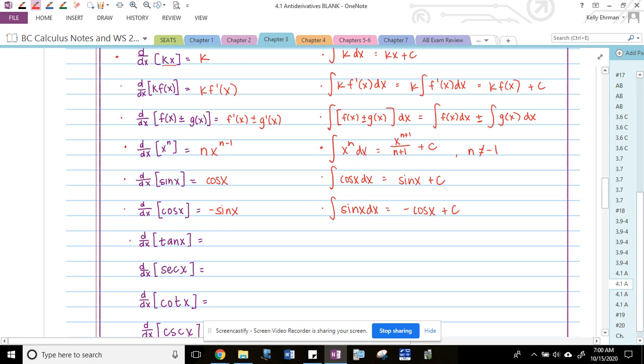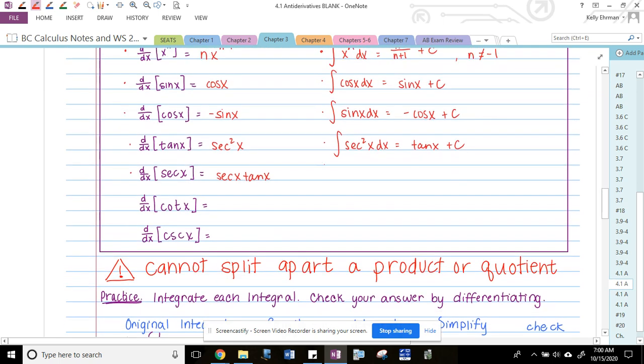All right. The derivative of tangent x is secant squared x. So the integral of secant squared x dx is equal to tangent x plus c. The derivative of secant x is secant x tangent x, or tangent x secant x, whatever. So the integral of secant x tangent x dx, I don't need brackets around this because that's all multiplication, would equal secant x plus c.